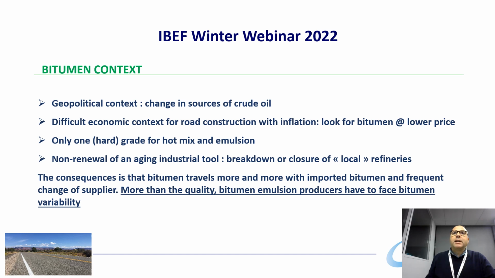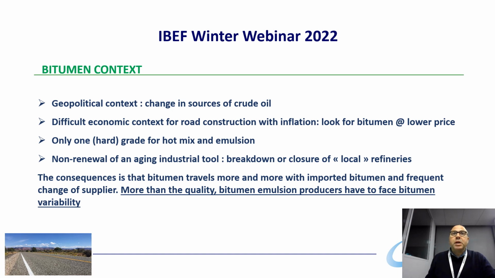The bitumen market has changed considerably in recent years for many reasons. The geopolitical context makes changes in sources of crude oil. Inflation makes the economical context very difficult for road construction companies. As it is difficult to update the price of a tender, they look for the bitumen at the lower price.